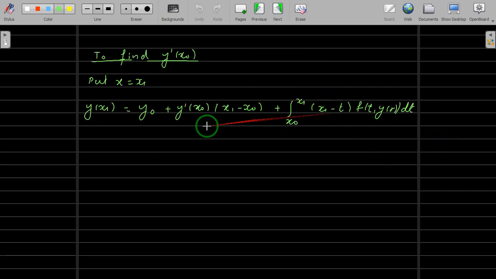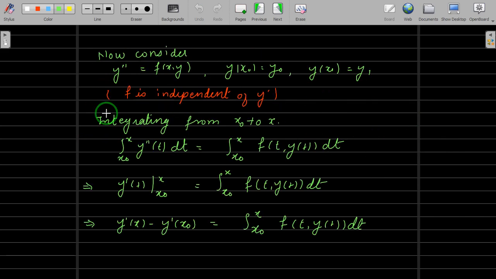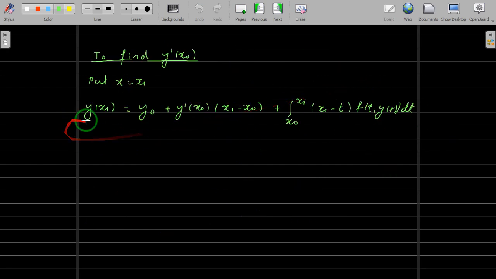Yes, and now again you know what is y at x1. y at x1 is nothing but the given y1. So y at x1 is equal to y1, so you put this as y1, and then from the entire equation you try to get the value of y dash at x naught. So let me write directly here. This implies y dash at x naught is equal to, so you want this value, so it is y1 minus y naught.